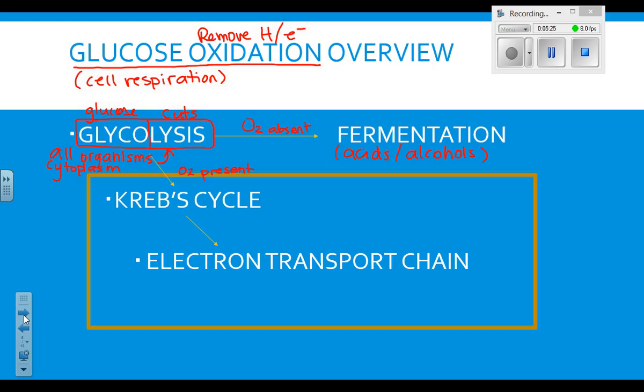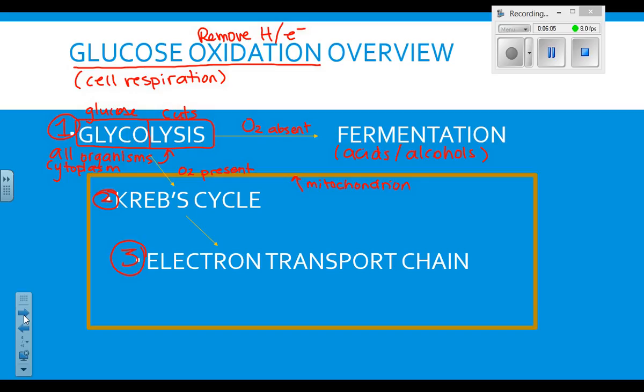If oxygen is present, then I move into this box, and this box is supposed to represent a mitochondrion. So the first step happens outside of the mitochondria. Then I move into the mitochondria if I have one. If I don't have a mitochondrion, I can't do those two parts. So we have glycolysis, then the Krebs cycle, then the electron transport chain. Those are the three basic parts of cell respiration.